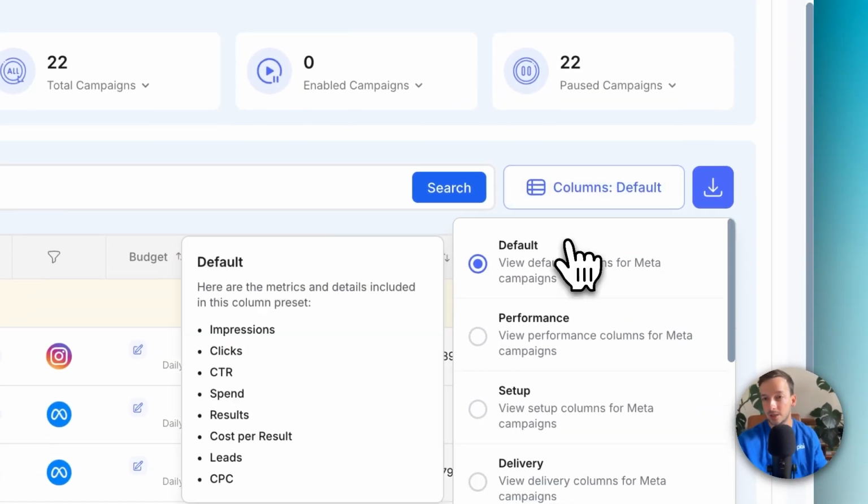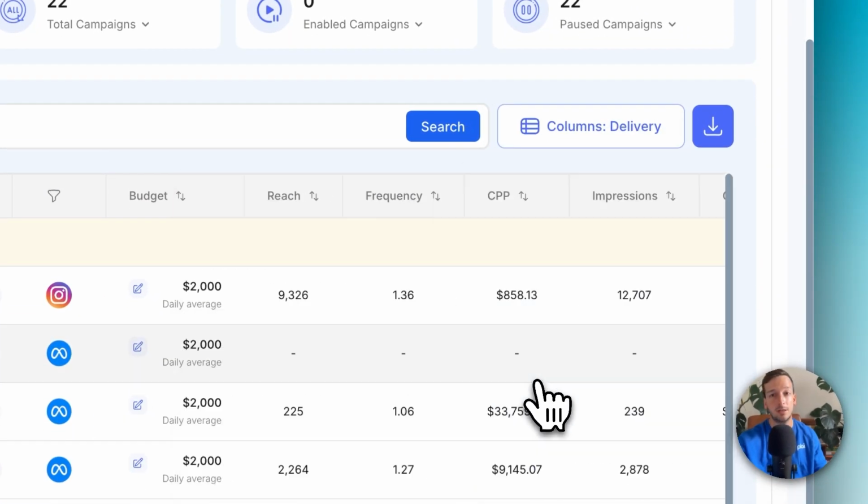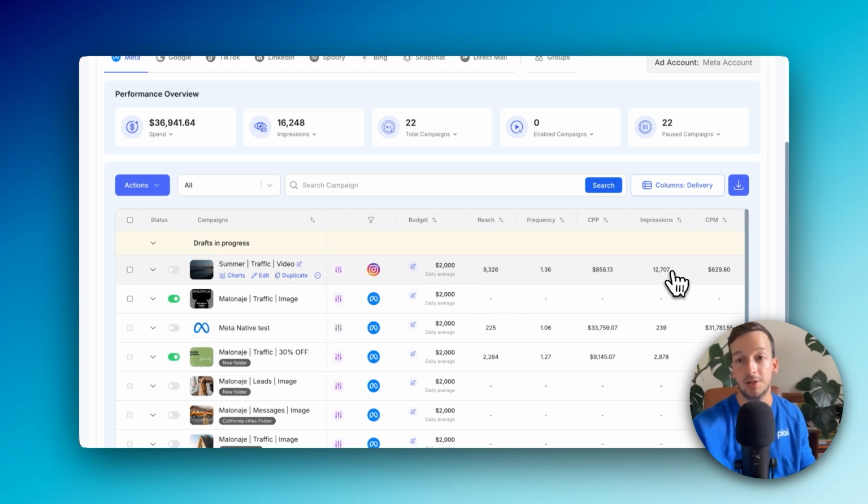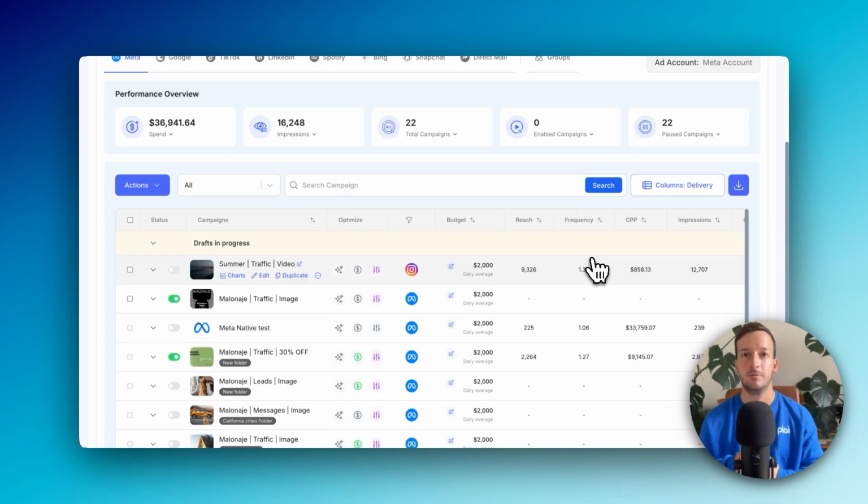So we can switch the columns from here into actually delivery mode, and then we can start checking some stuff like the pacing, the reach, the frequency, the impressions, and the CPM, which might be a good early signal to look at. So some questions you might be wanting to ask yourself.